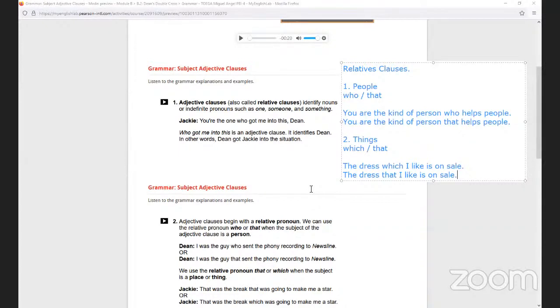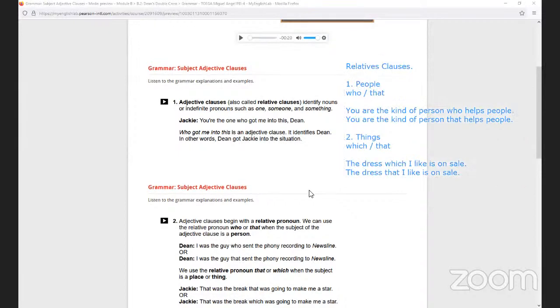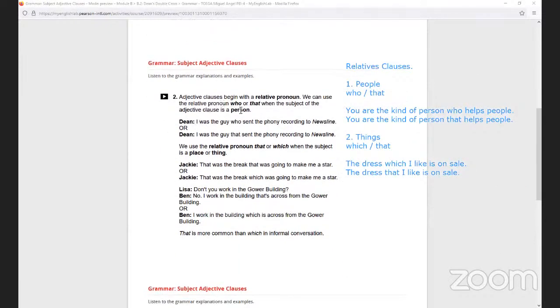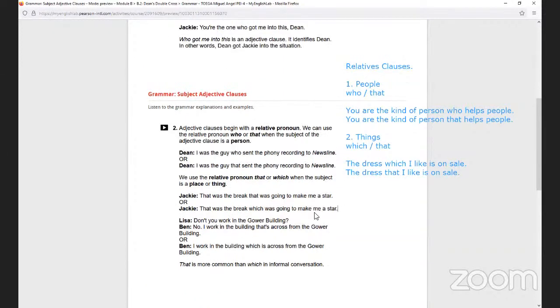Got it. Perfect. Okay, Miguel. So now let's see the examples that we have here. In this case, we're talking about people, who or that. I was the guy who sent the funny recording to Newsline. Or I was the guy that sent the funny recording. That or which: that was the break which was going to make me start. In this case, I'm using future. So we can use these examples for people and for things.